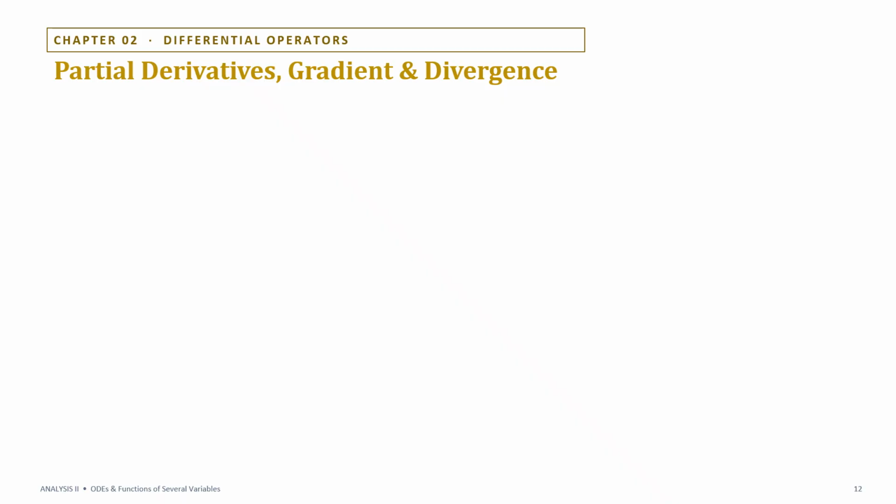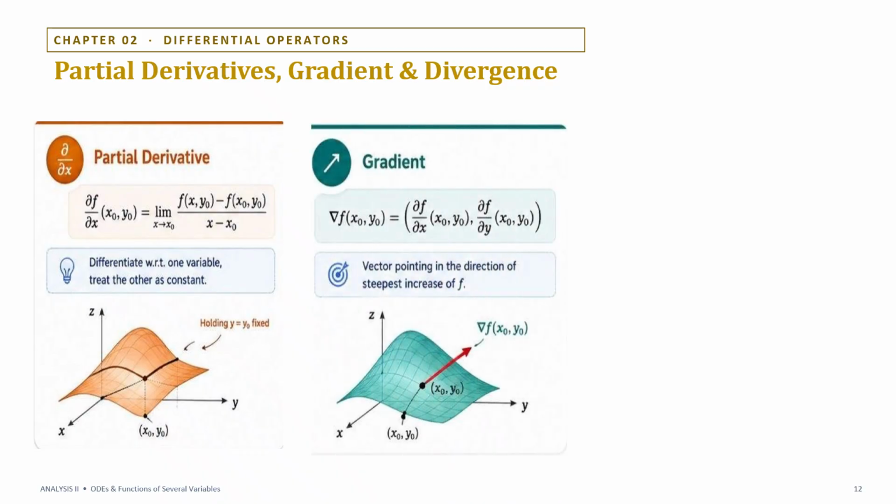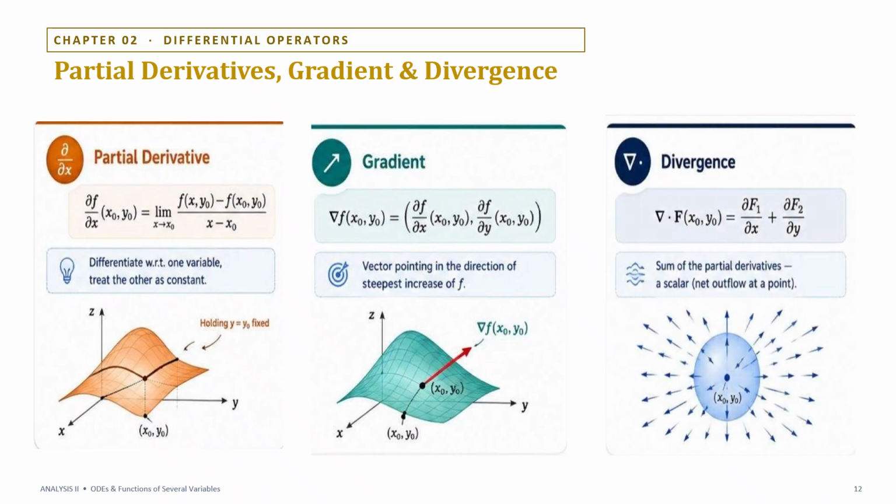The next step is to extend the concept of derivatives to functions of several variables. Instead of differentiation with respect to only one variable, we introduce partial derivatives, where one variable changes while the others remain constant. Combining all first-order partial derivatives gives us the gradient vector. The gradient points in the direction of the greatest increase of a function and plays a central role in optimization problems. We also introduce the concept of divergence, an important operator in vector calculus that describes how a vector field behaves around a point. Finally, I want to say that these tools are essential in mathematics, physics, and engineering.